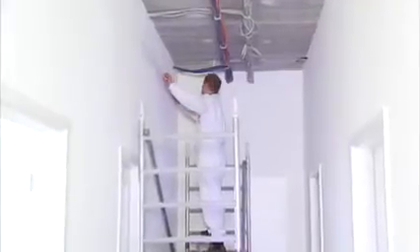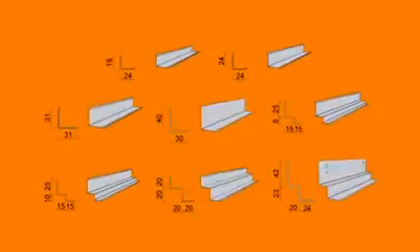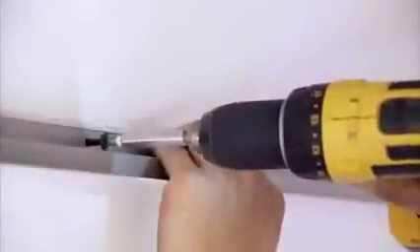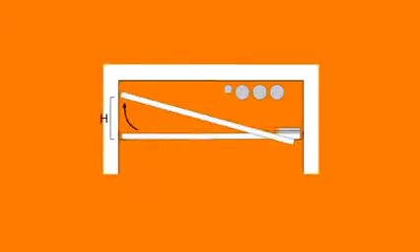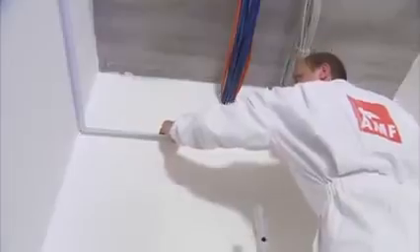The perimeter trim is fixed at the required ceiling height. Different perimeter trims can be selected depending on tile type, weight and format. This in turn determines the minimum installation height. As a rule, corners are usually mitered.